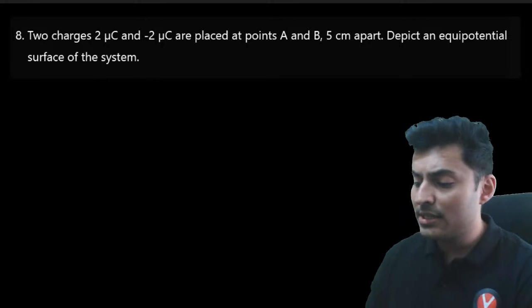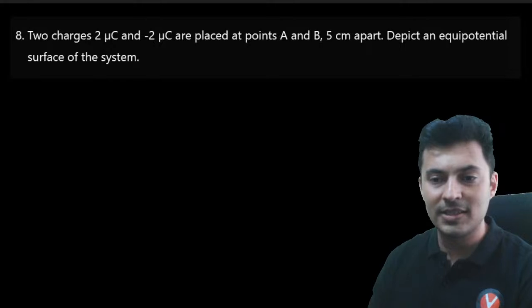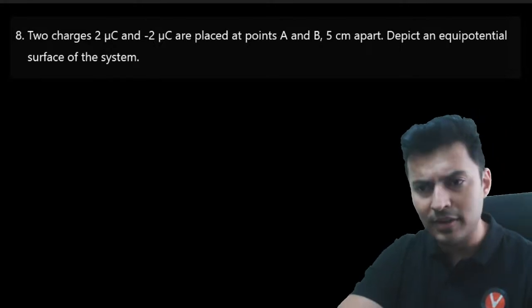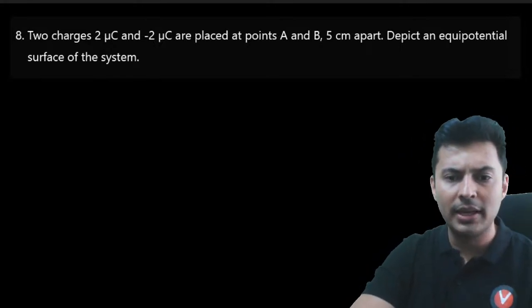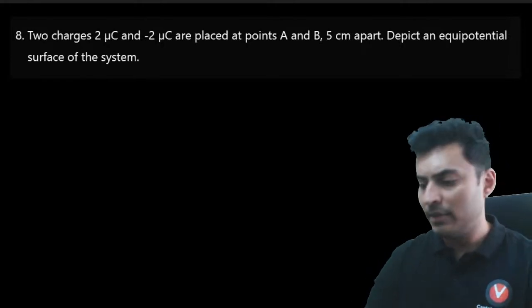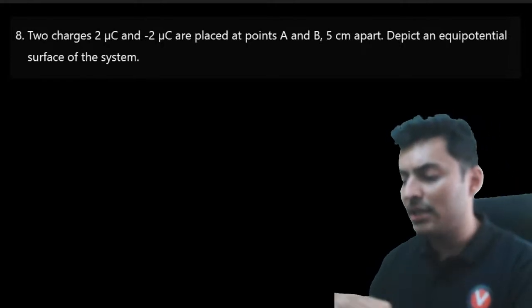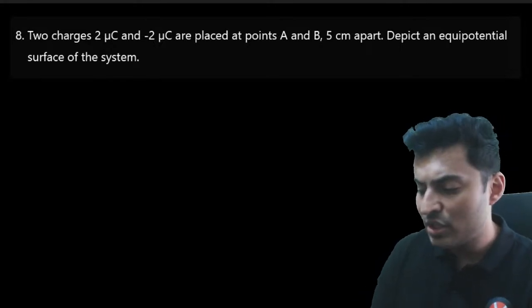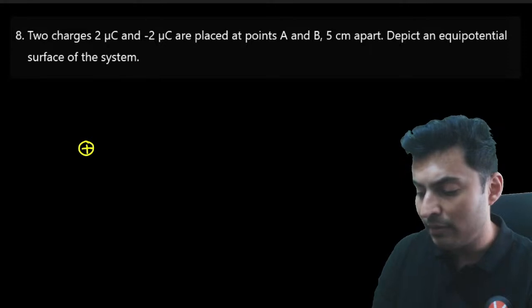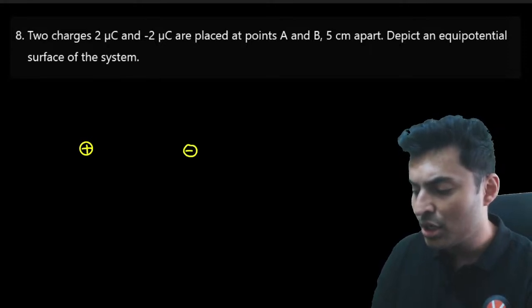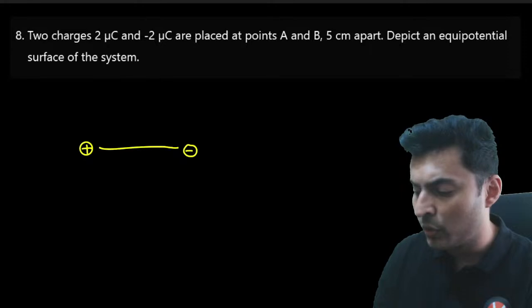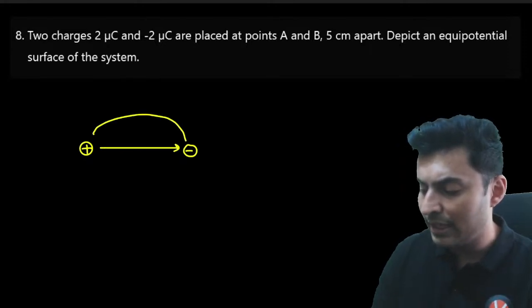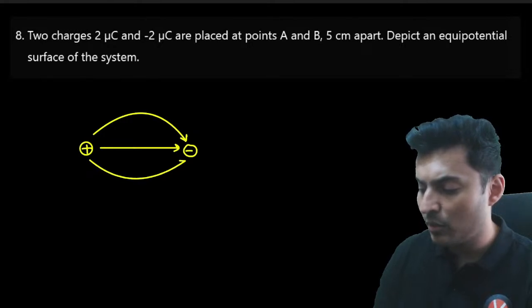Okay. Two charges are placed at two points. Depict the equipotential surface of such a system. Drawing these questions, graphical questions, are again very, very popular with the board examiners, board paper setters. Two charges are placed and you can see it's a dipole. That's a specific situation which we are all aware of. So you have a positive charge, you have a negative charge. You know how the electric field lines go. The electric field lines basically go like this.